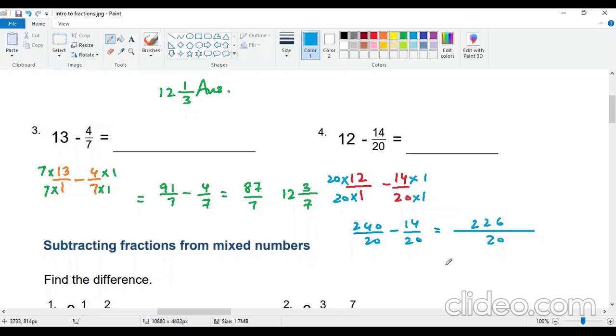Now we know very well that 20 times 11 is going to give a number which is smaller than this, and 11 is going to be the whole number, and 6 is going to be the remainder. Or in other words, you can say divide this one by 2, this one also. So 11 whole 3 over 10 is going to be your final answer.